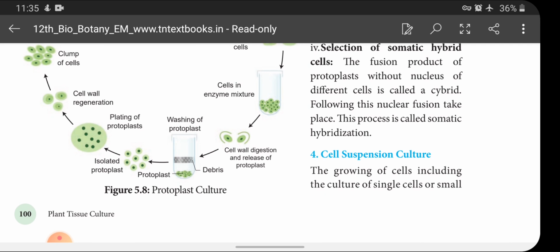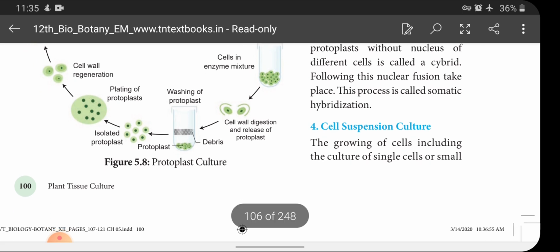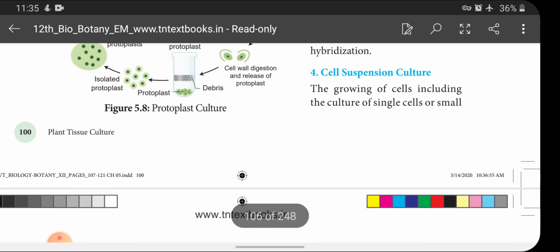First the protoplasts fuse, but the nuclei do not fuse with each other, and this is called a hybrid. Following that, the nuclei also fuse with each other, and this process is called somatic hybridization. Here you will have a two mark question: what is a hybrid? The fusion product of protoplasts without fusion of nuclei of different cells is called a hybrid. And following that, after fusion of protoplasts, the two nuclei are fused with each other, forming somatic hybridization.